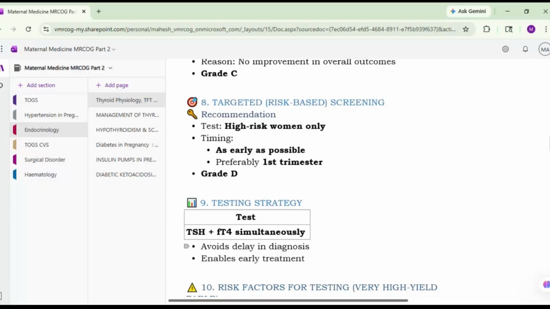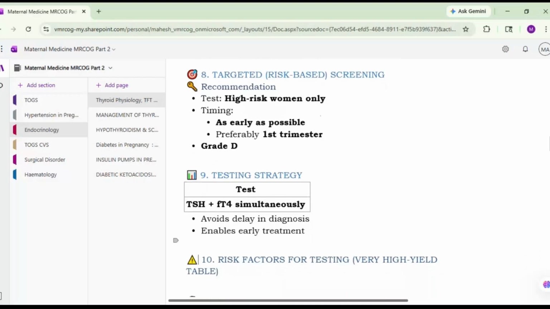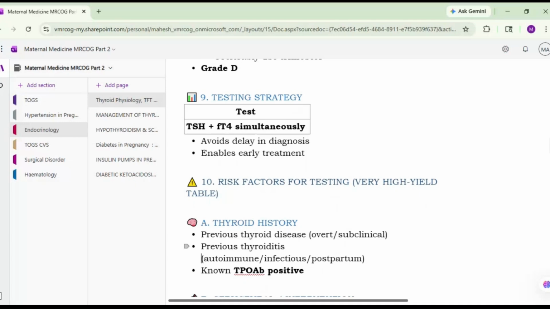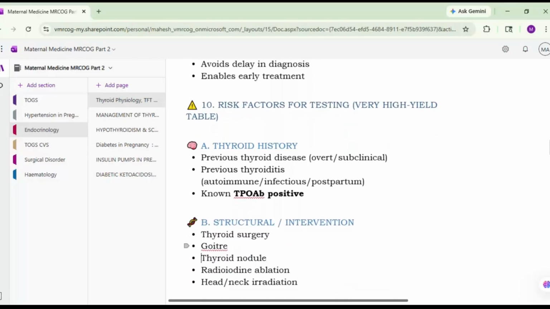The timing is as early as possible in pregnancy, preferably in the first trimester. The recommended test is TSH and FT4, which you have to do simultaneously. It avoids delay in the diagnosis and enables early treatment. So, regarding risk factors for testing, there are various risk factors.